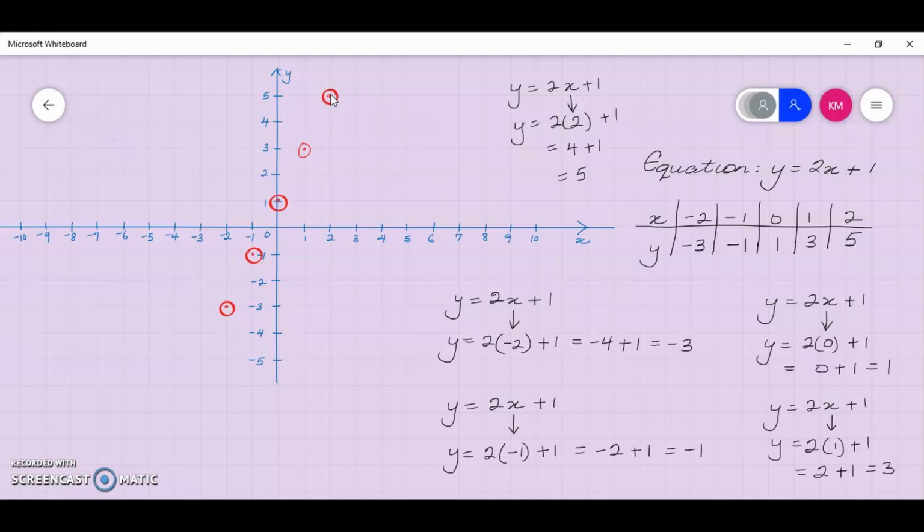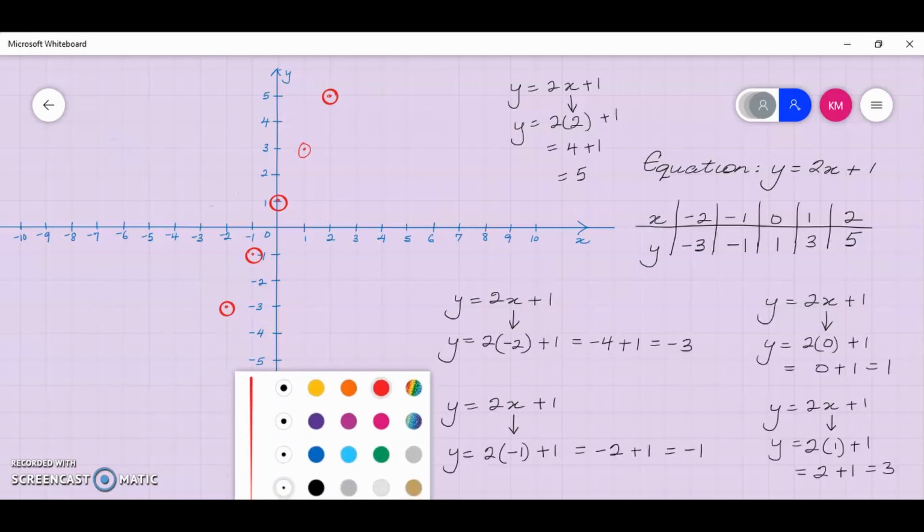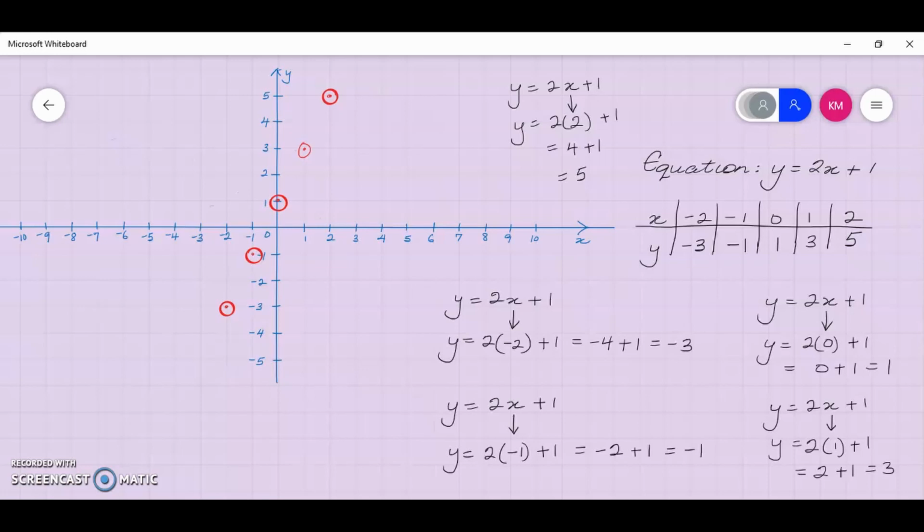Now you simply need to connect them using the best straight line that you can draw. And that's it there. You have now drawn the graph for the equation y equals 2x plus 1. Now, just something to note. Remember, we chose these x values, right? And I told you that these x values are actually a good set to consider because it caters for some negative values as well as positive values and 0.